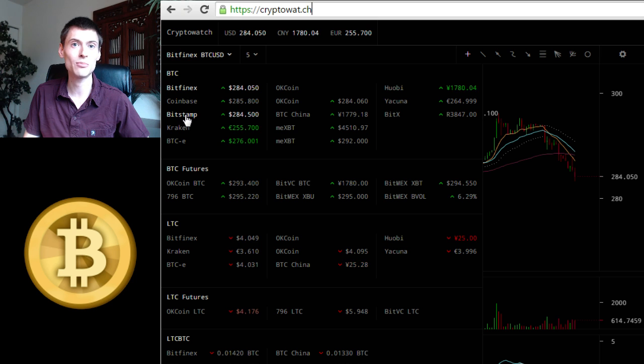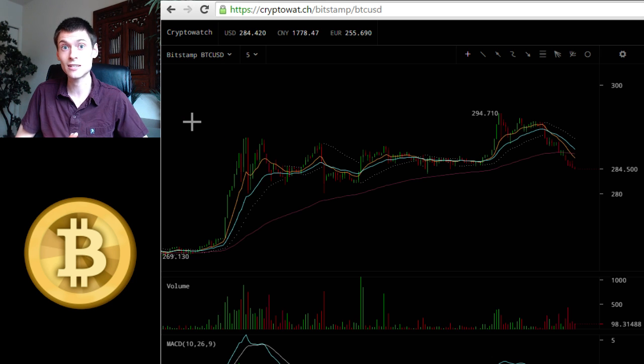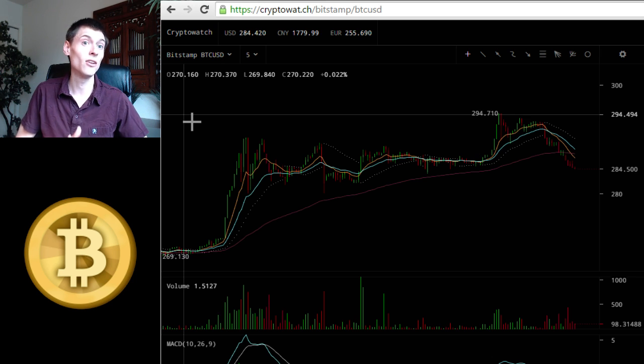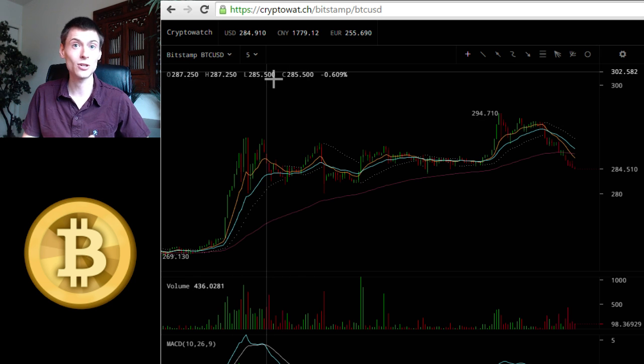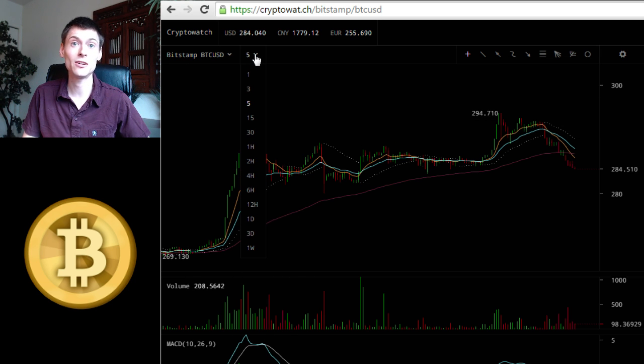Let's look at the Bitstamp prices because Bitstamp's been in existence for a long time. So we're going to get a lot of historic price from that. Some of the other exchanges like Bitfinex, you're not going to be able to go back to 2012. So here we go, the Bitstamp price. The next drop down here is the width of each candle.